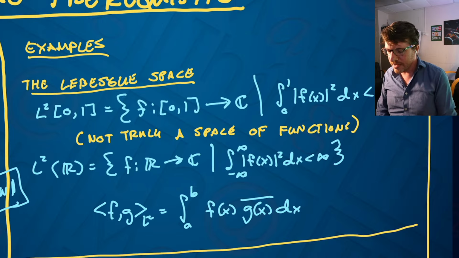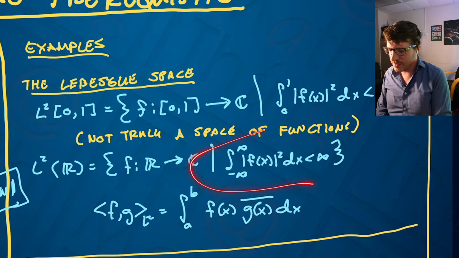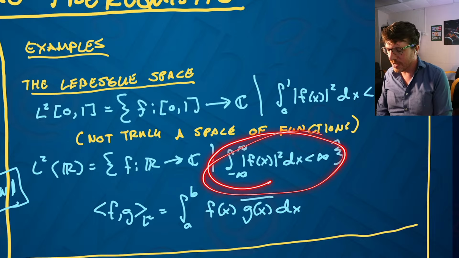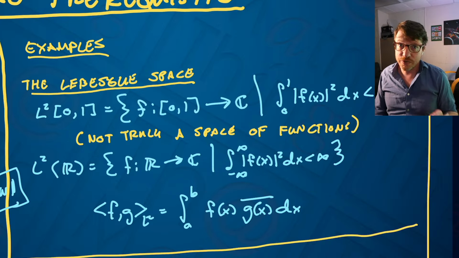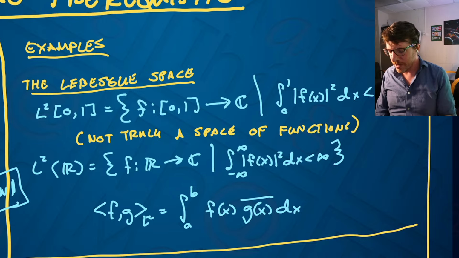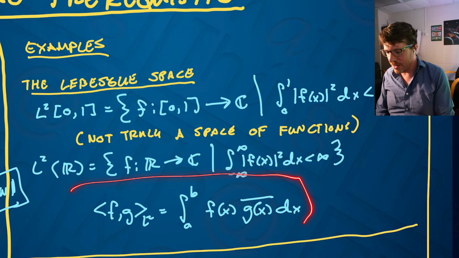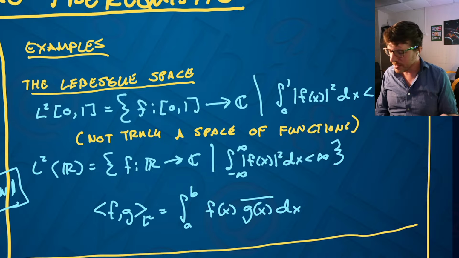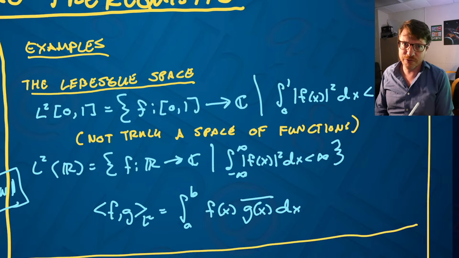And then you can exchange that interval for the reals, and you get the same inequality, but just over the entire real line rather than just that interval. What's significant about these two is they both have the same inner product. A and B could be 0, 1, or minus infinity to infinity, depending on the context. But each of these spaces really behaves very differently.